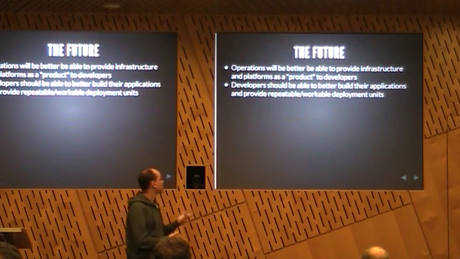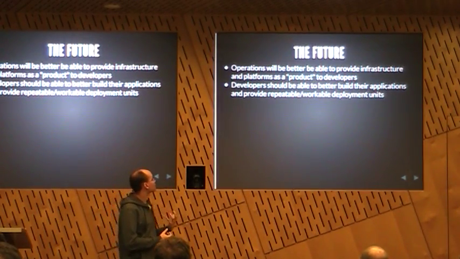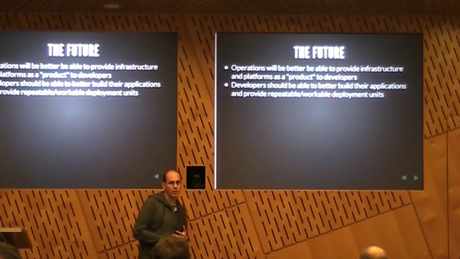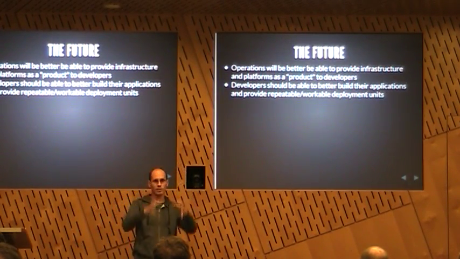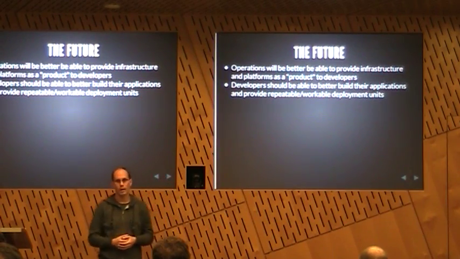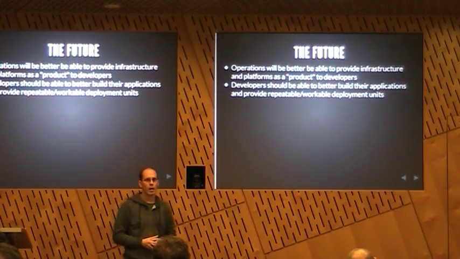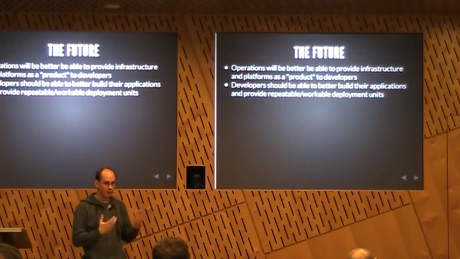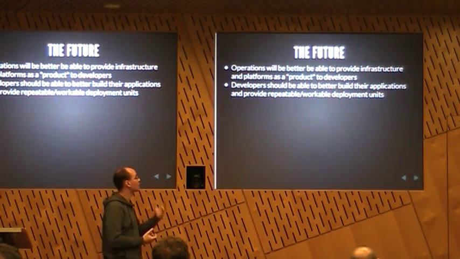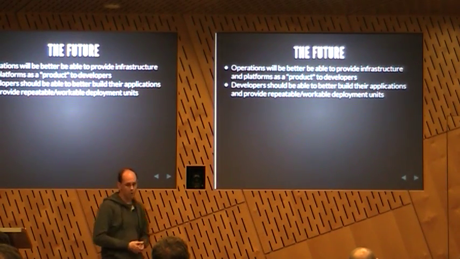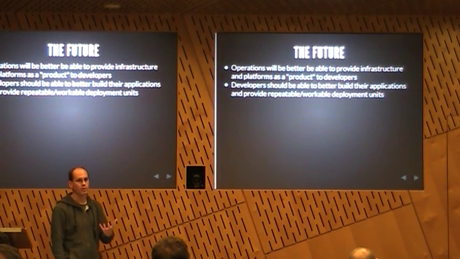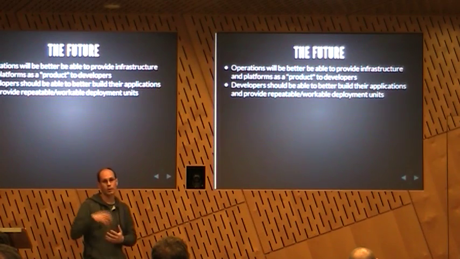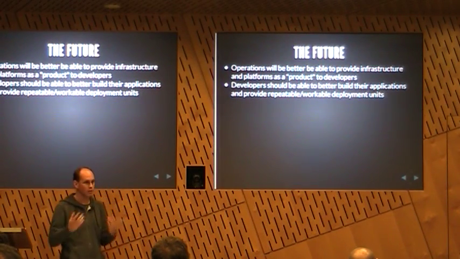With things like Docker, developers should be able to better build their applications and provide repeatable workload deployment units. As we talked about earlier, Docker tries to own as much of that vertical stack as possible and keep it consistent, immutable and repeatable. So we should be able to provide better, repeatable, workable deployments. That's not without challenges. With immutable infrastructure, there are things like how you sync container state with database state. So there's a lot of challenges there.